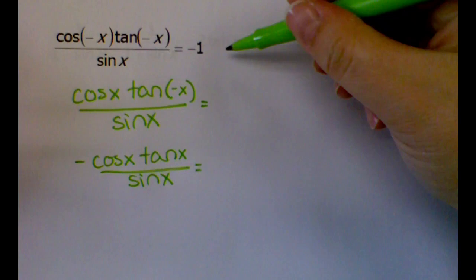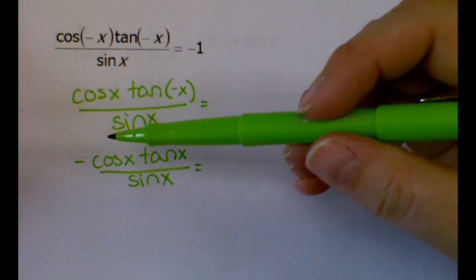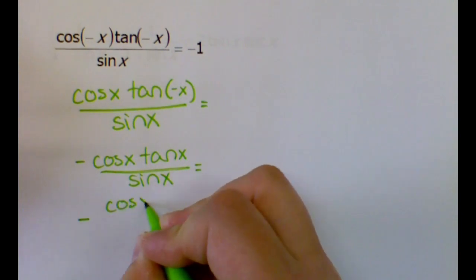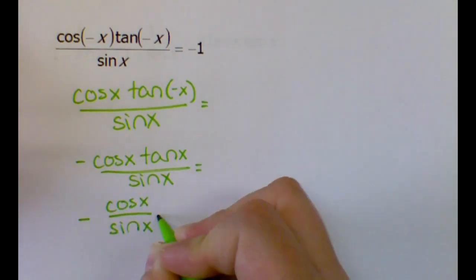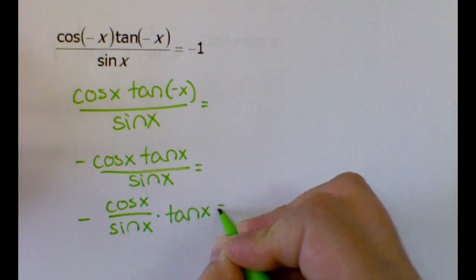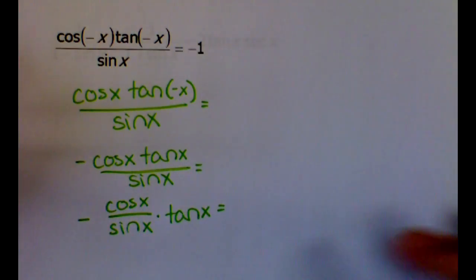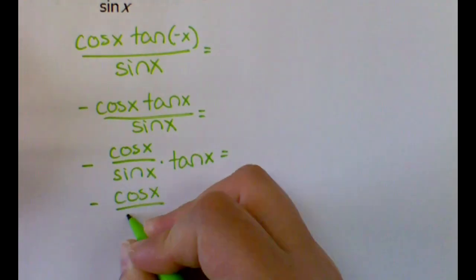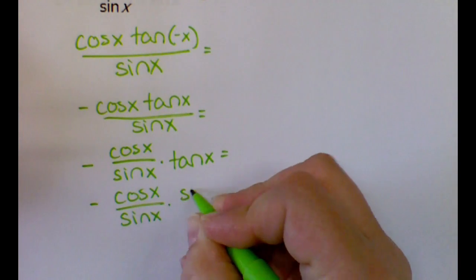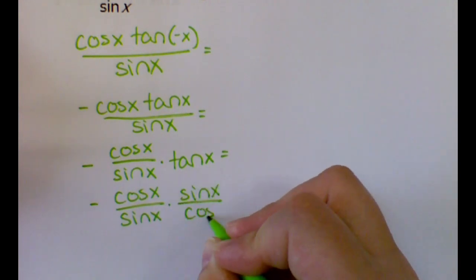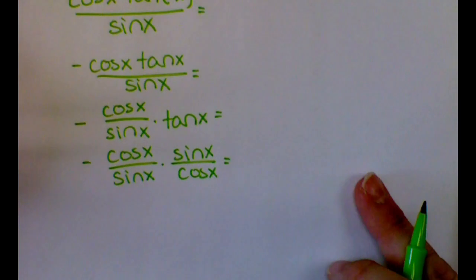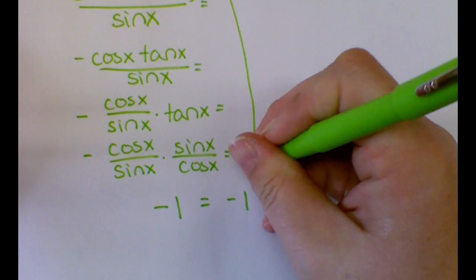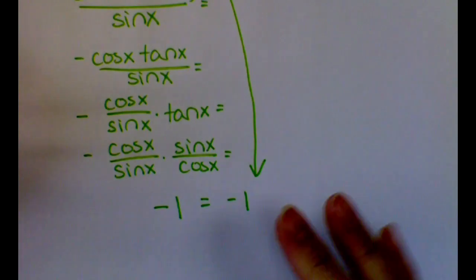All right, I know I'm trying to get to negative 1. Cosine over sine. Let's actually stick my negative out front. Let's split this apart. I have 2 ways I could go from here. I'm going to say, all right, tangent is sine over cosine. And look at that, the sines and the cosines both cancel, leaving me with negative 1, which was my goal from the beginning.